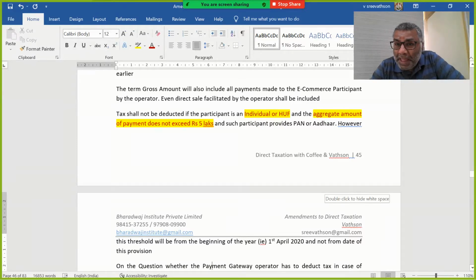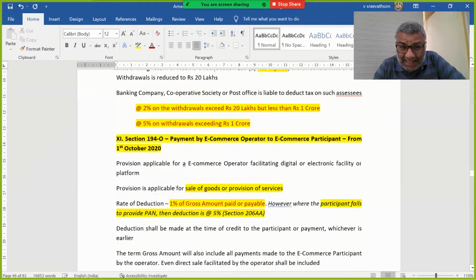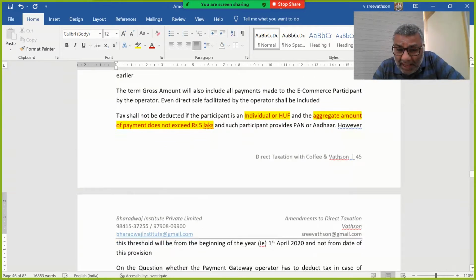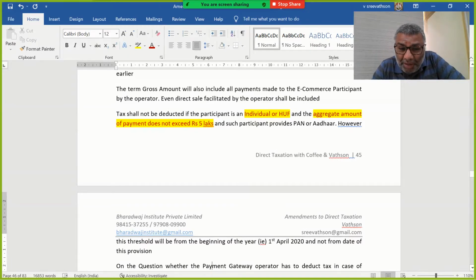However, please understand, even though the provision is introduced from 1st October 2020, the threshold limit will be from the beginning of the year, that is April 2020. The 5 lakhs threshold limit is for the year as a whole and not just for the period from which the provision is introduced.